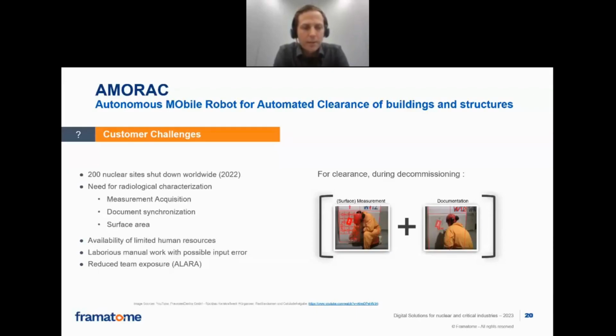With our project, we also address this documentation of surface areas. And as we are, of course, also aware of safety, the principle of ALARA, as low as reasonably achievable, is one challenge we want to address, because when you use a robot instead of a human, of course, you can reduce the exposure time of that human. So that was the start of our project. It's called Autonomous Mobile Robot for Automated Clearance of Buildings and Structures. Next slide, please.